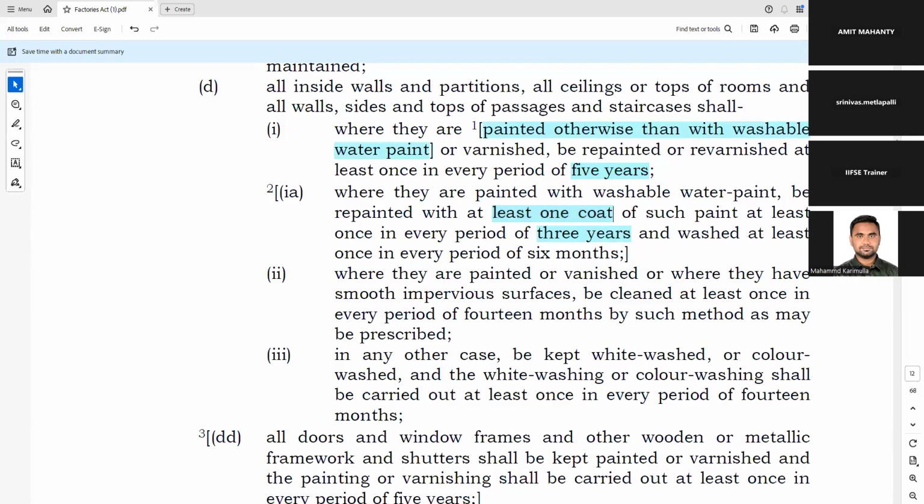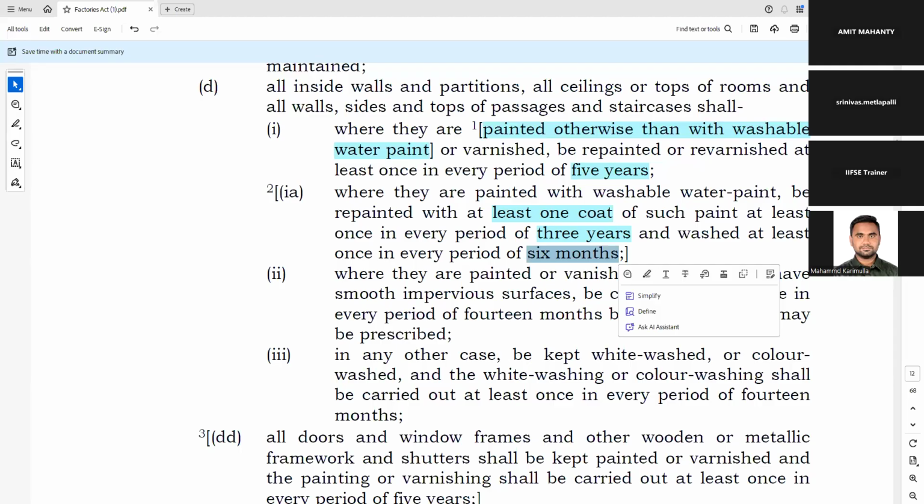So if you ask me, sir, whether anybody is doing this, I am not sure they are, but it is the requirement. Maybe sometimes we do it once in a year, or maybe they did it at the inauguration day, and after that they have run their factory for 15 years but no paint has been done. Practical issues are there, but this is the requirement. Okay, 3 years, and washed at least once in every period of 6 months. So it has to be washed.